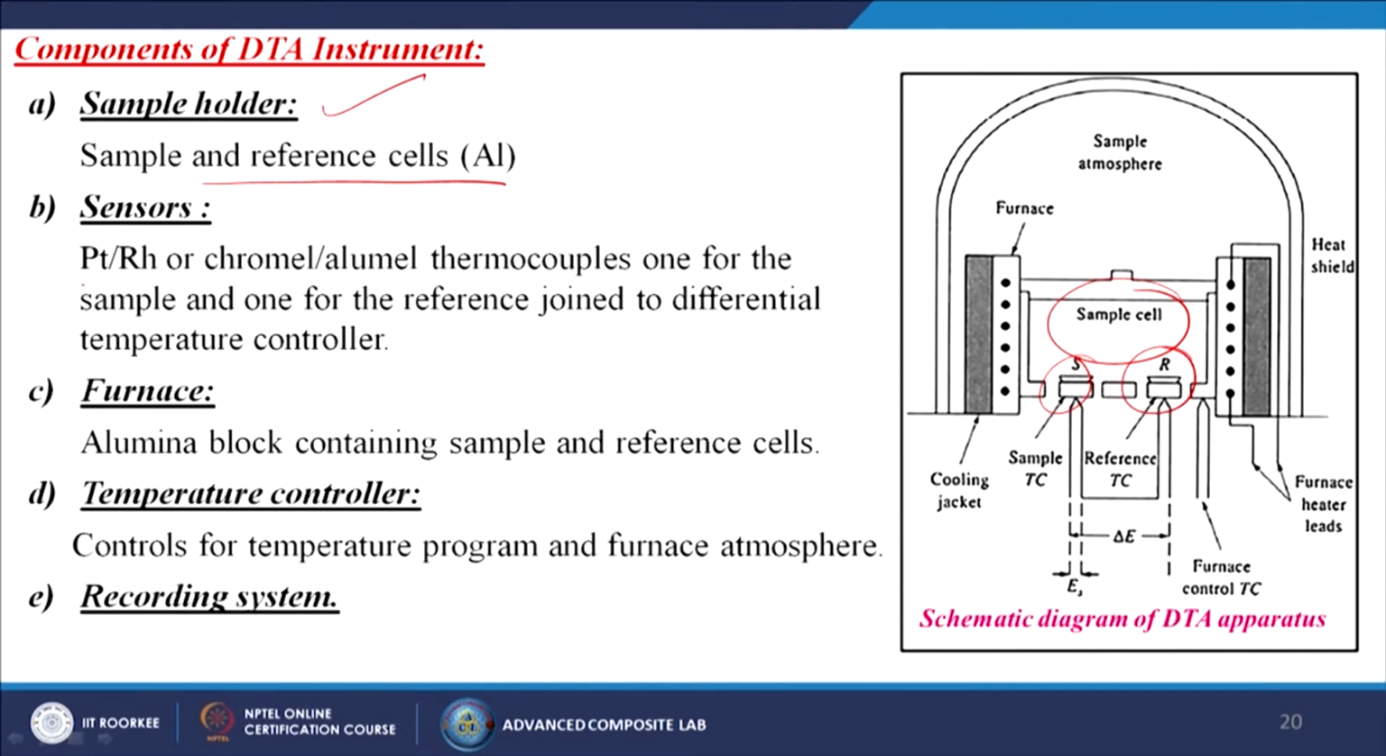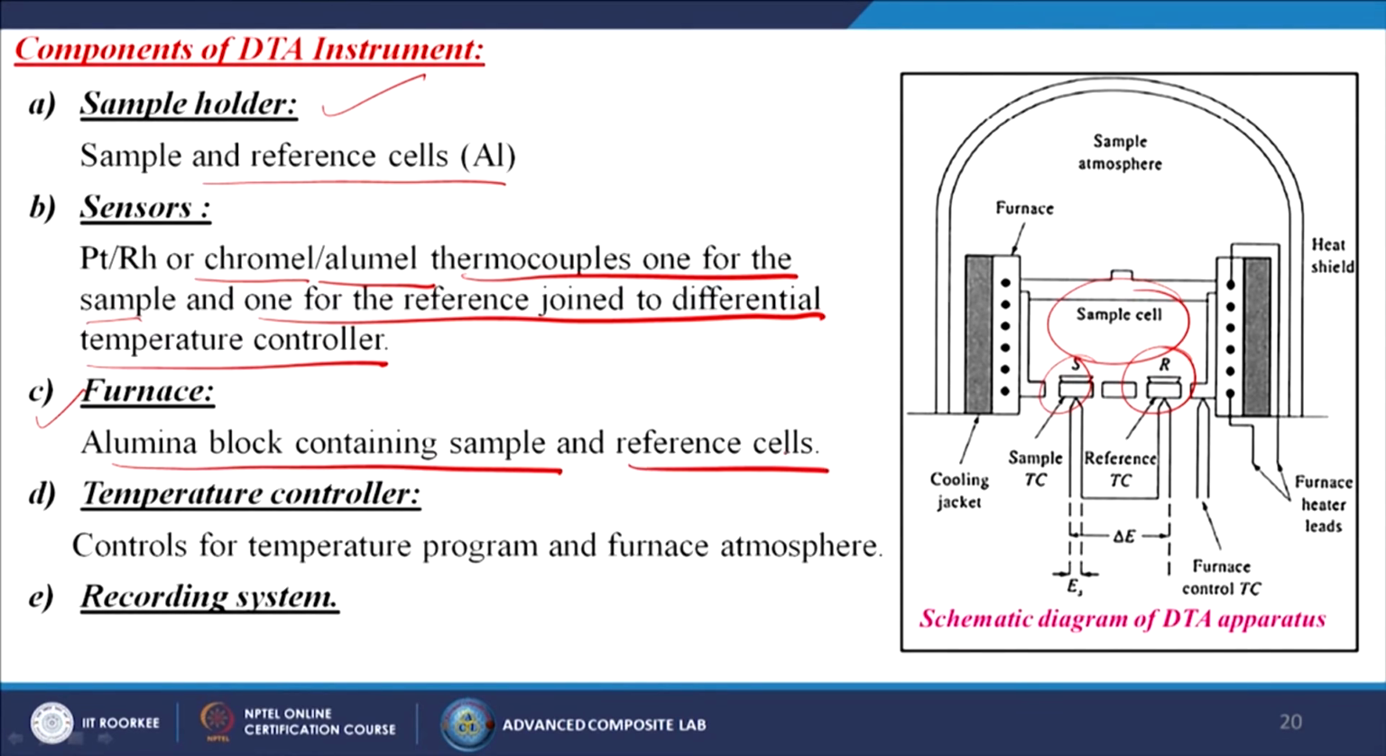So, sensors may be platinum or ruthenium or chromel or alumel thermocouples, one for the sample and one for the reference, joined to a differential temperature controller. Furnace, alumina block containing sample and reference cell. Then temperature controller, controls for temperature programs and furnace atmosphere, and last one is the recording system.